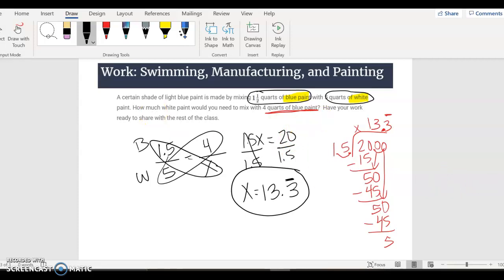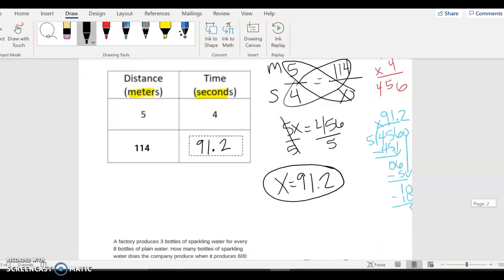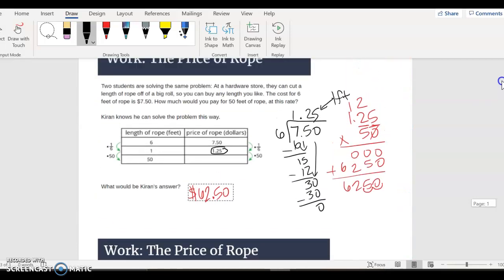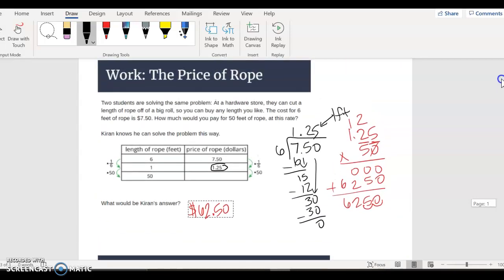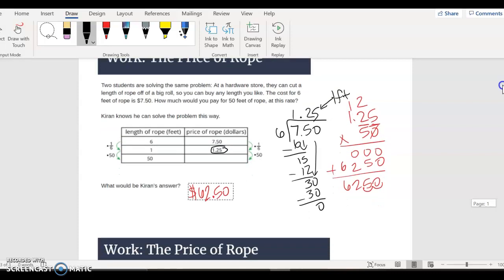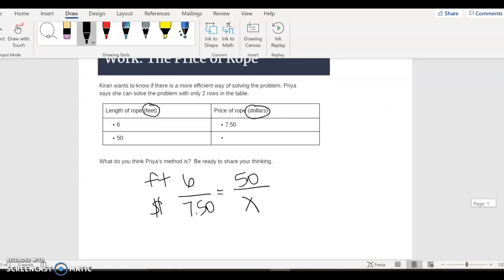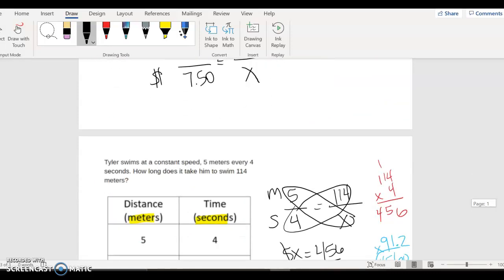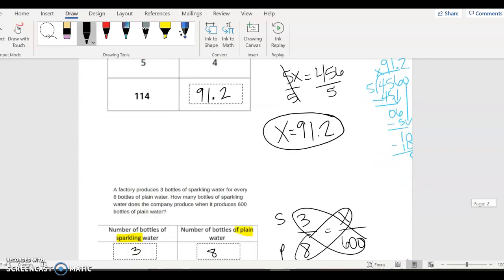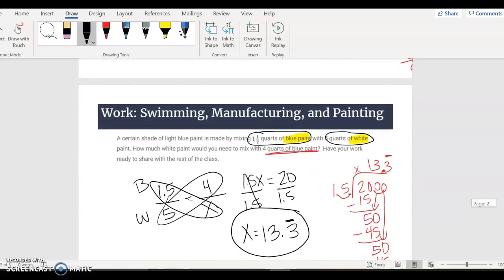So to solve unit rate problems, you can do like the first example where you divide to find the price of 1 and then multiply, or you can use our idea of setting up proportions like we've been doing throughout this entire unit.